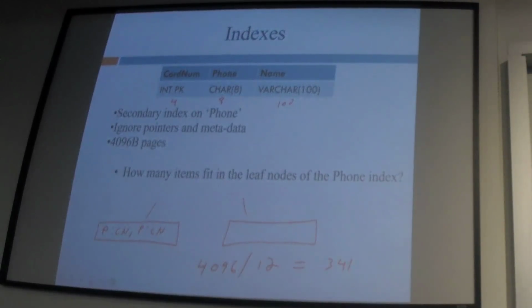So, next question. How many items fit in the leaf nodes of the primary index? Right? Is that your question? Yeah. Yep. So, this is where you have to be aware. Secondary indexes are different from primary indexes. Internal nodes are different from leaf nodes. You just have to be aware of all of those differences.